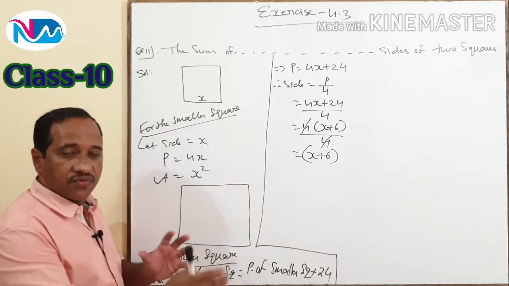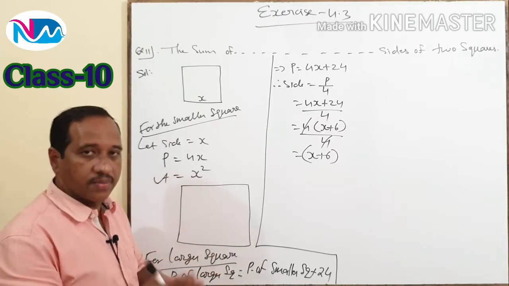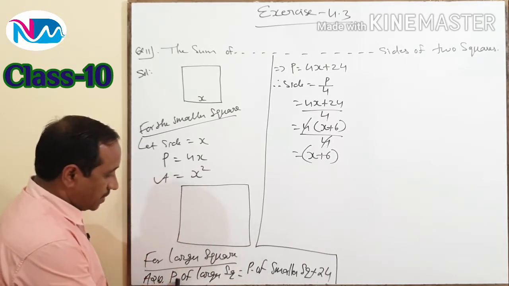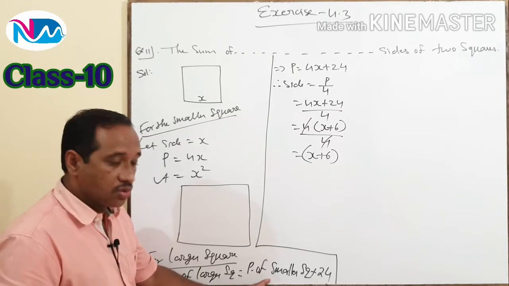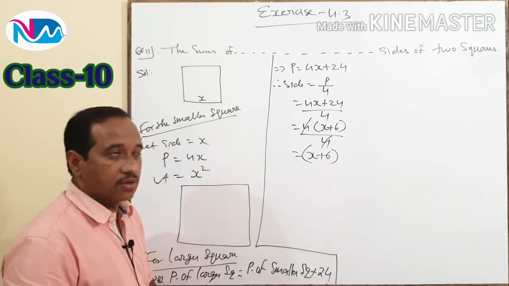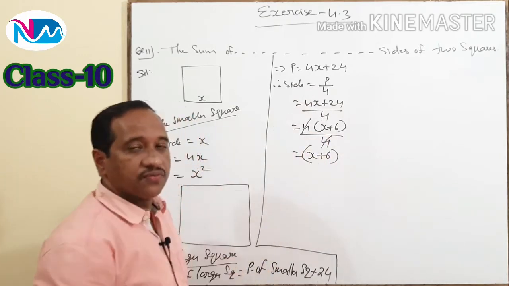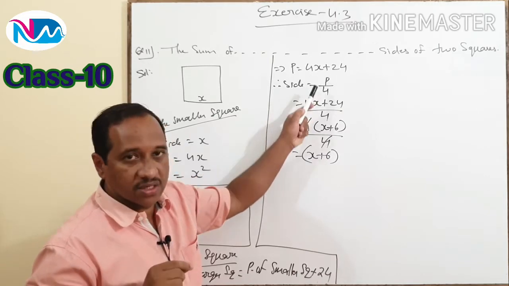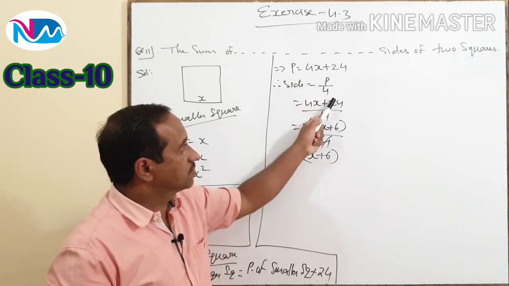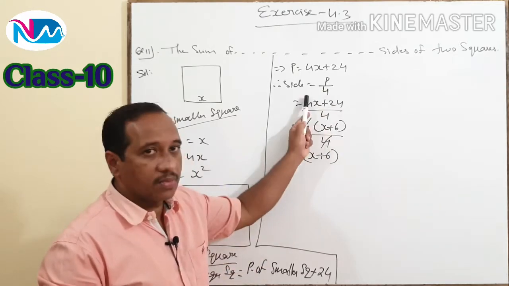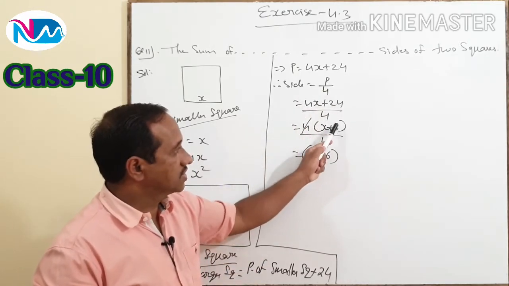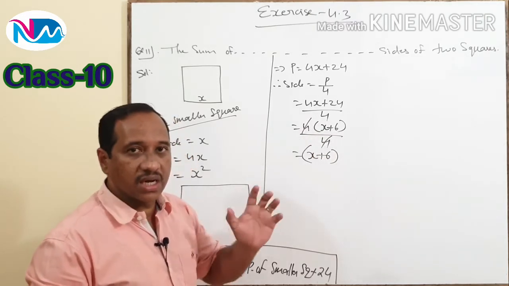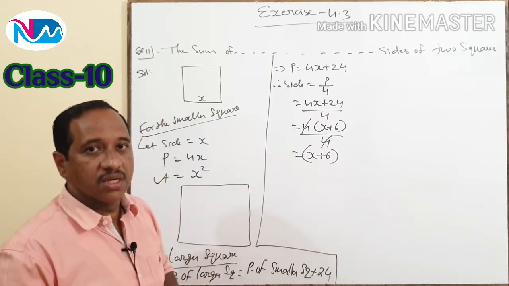According to the question, the difference in the perimeters is equal to 24 meter. So if 4x is the perimeter of the smaller square, then the perimeter of larger square will be equal to perimeter of the smaller square plus 24, which is equal to 4x plus 24. If the perimeter of the square is given, then the side is given by perimeter by 4, that is equal to 4x plus 24 by 4. 4 is common in these two, so 4 into x plus 6 by 4, and 4 and 4 get cancelled, and we are getting the side of the larger square is equal to x plus 6.